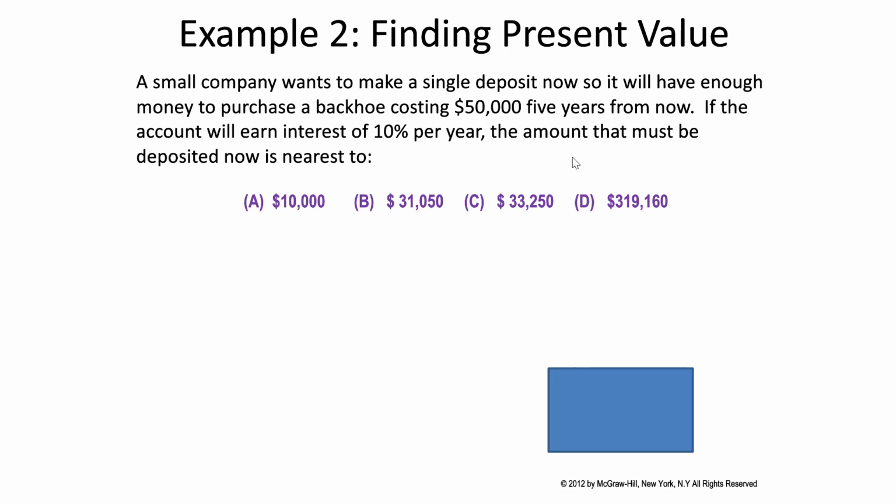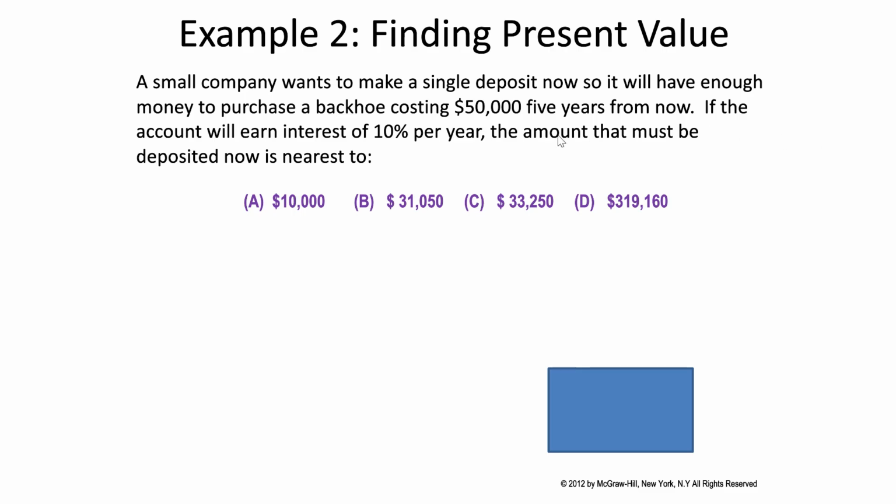All right. So the second one: a small company wants to make a single deposit now so they can make a purchase of $50,000 5 years from now. So they want to have a lump sum withdrawal in 5 years of $50,000. How much do they have to put into the account now if they earn 10% per year? You can sometimes just eliminate these based on what you know is reasonable.